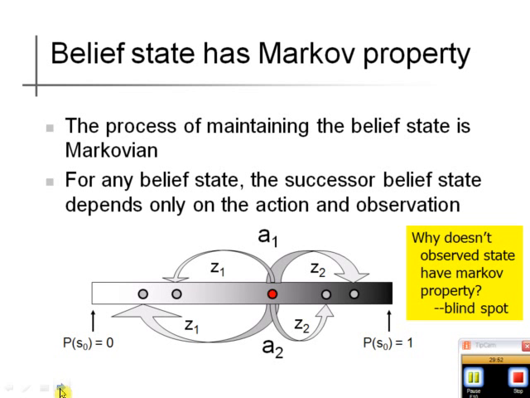the process of maintaining your belief state is Markovian. That means given the current belief state and you do an action A, the next belief state only depends on the current belief state, not on how you got there. That's why history goes away.